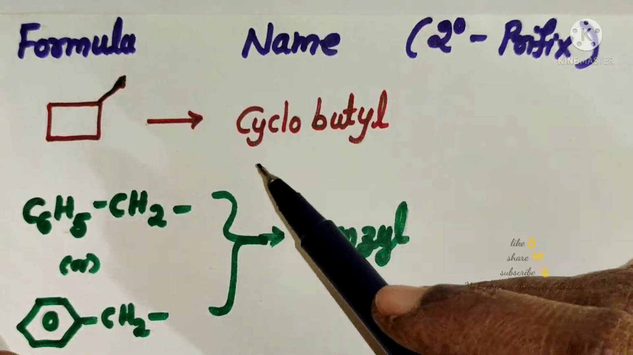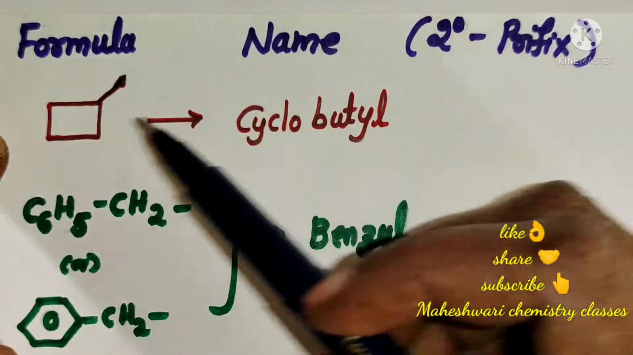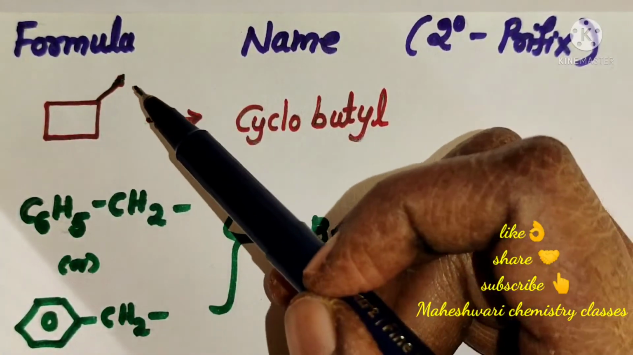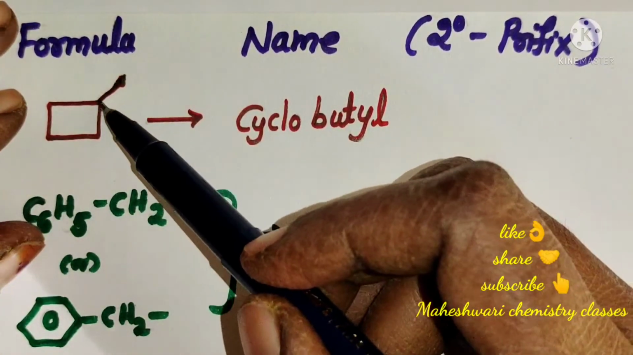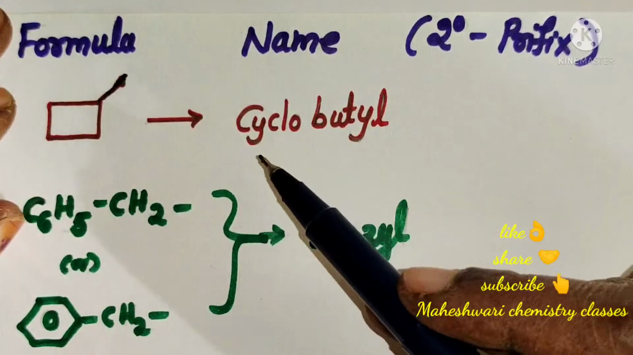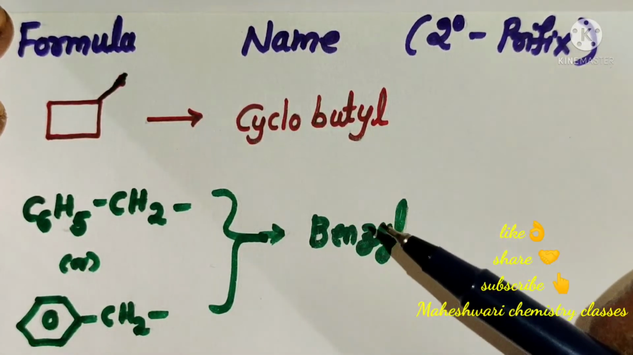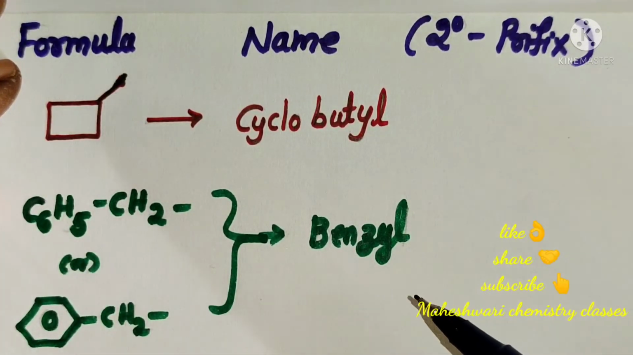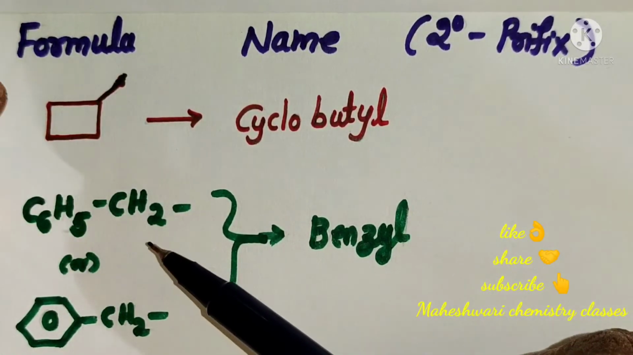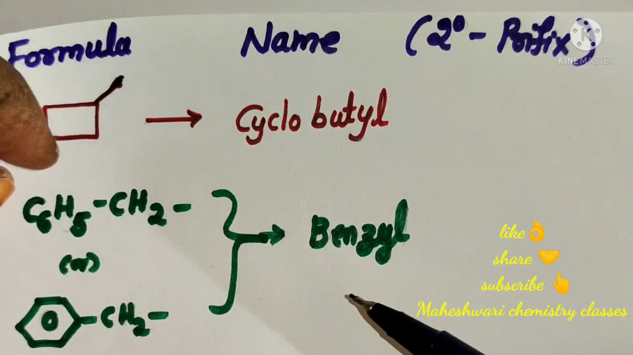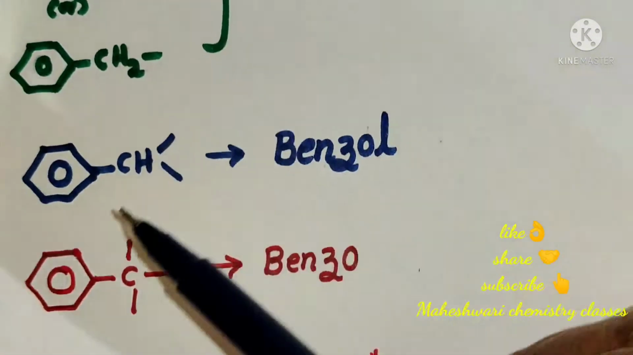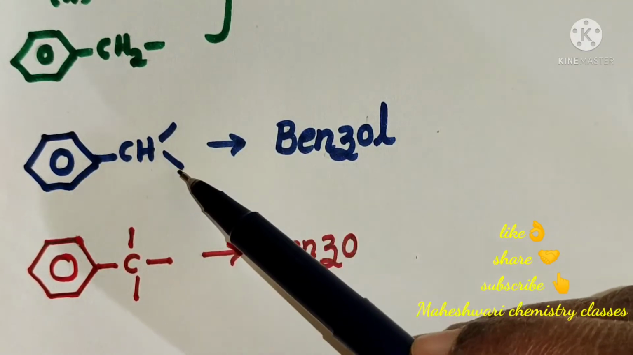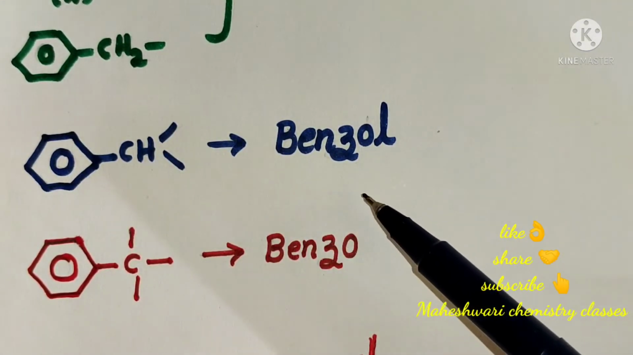So it is cyclobutyl: 1, 2, 3, 4, four carbons containing one cycle, with one hydrogen less, and this is the bond directly. It is cyclobutyl. Next, C6H5CH2 is benzyl. When phenyl has an extra methyl group, that is benzyl. Simply like this. Next, benzene ring CH, here 2 bonds are there, so it is benzol.